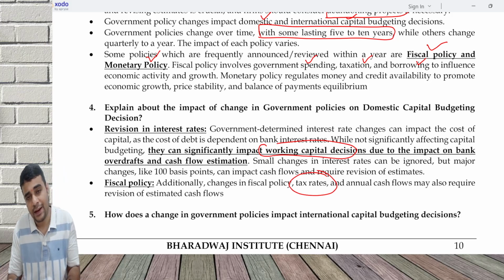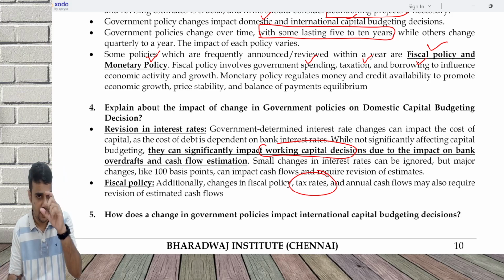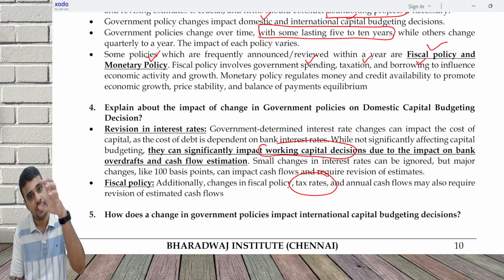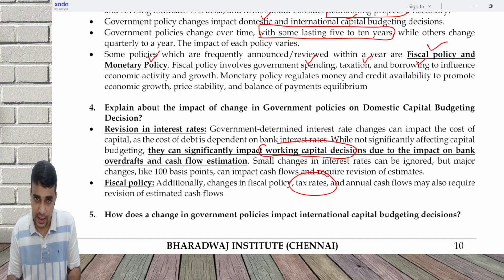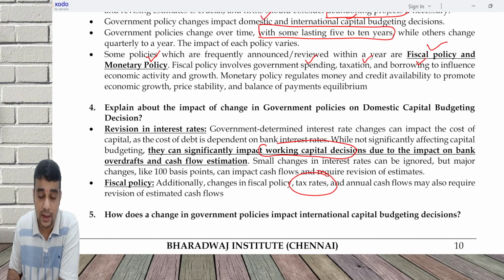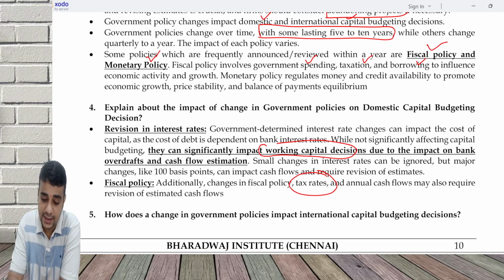How does it impact international capital budgeting? When we do an international capital budgeting problem, the focus is getting the cash flows in my home currency, because I'll be making my investment in a foreign currency. I'll have to convert that into my own currency. When I'm converting that, the exchange rate is very critical, and the exchange rate is determined on the basis of interest rate parity theory.